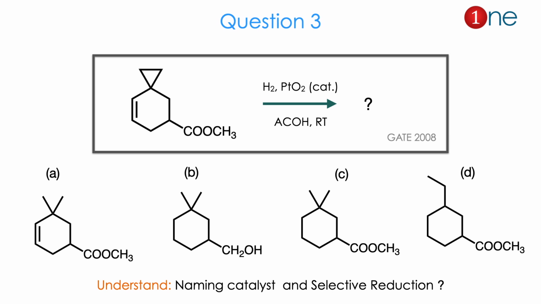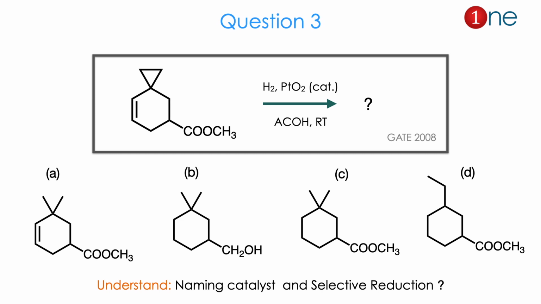Then question number 3. The starting material is a 6-member ring with an alkene and you have a conjugated cyclopropane. It is attached with an ester in the side chain. You are using hydrogen and platinum. The platinum oxide reagent is special here and you are using acetic acid at room temperature. They ask you to find the product.